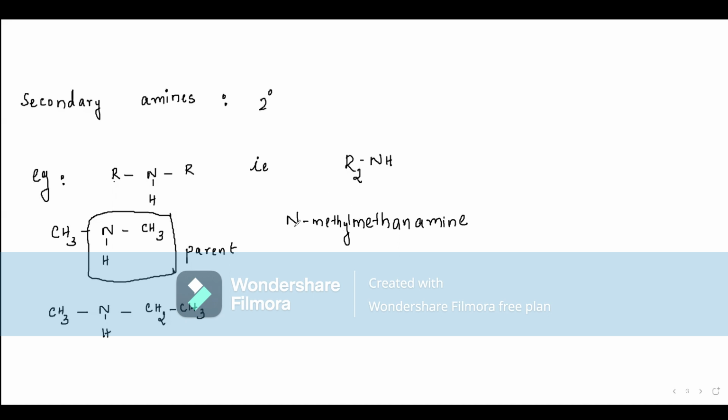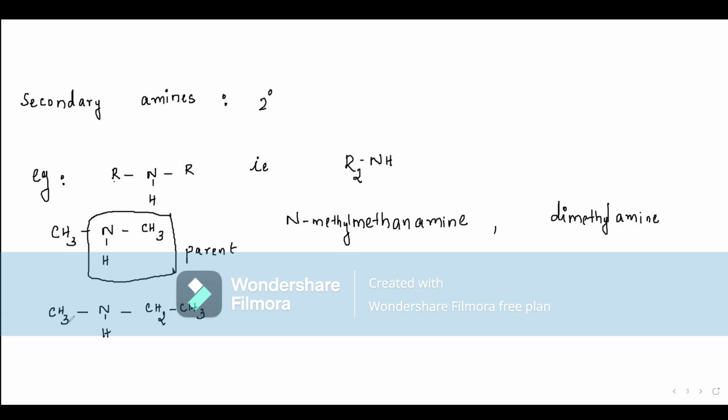Methyl is connected to the nitrogen. N-methyl methanamine. That is the IUPAC name. Now, in the common system, there are two methyl groups. So, dimethyl amine. That is it. Dimethyl amine. Now, moving on to the second example.